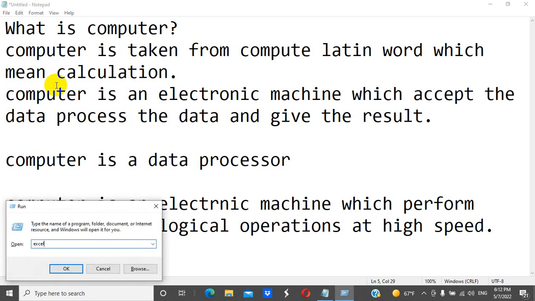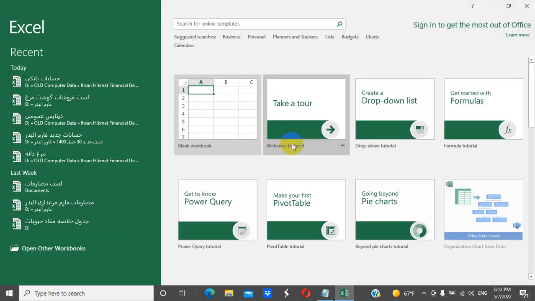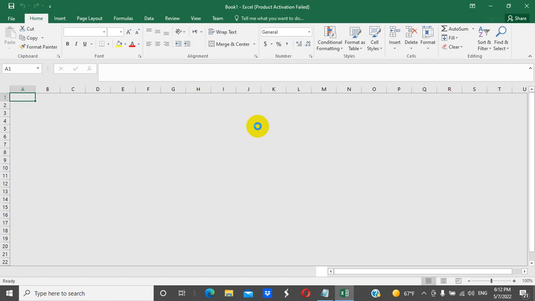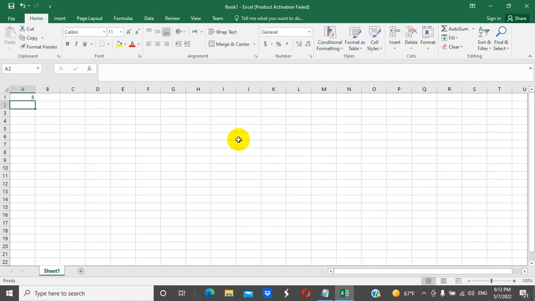For example, if I write here 56, 78, 34, 56, 78, 98, 23, 45, and we calculate these things, what will be the result? How much time will you take to calculate these numbers? It may take about 2 to 3 minutes, but the computer does it immediately. So that's the result.